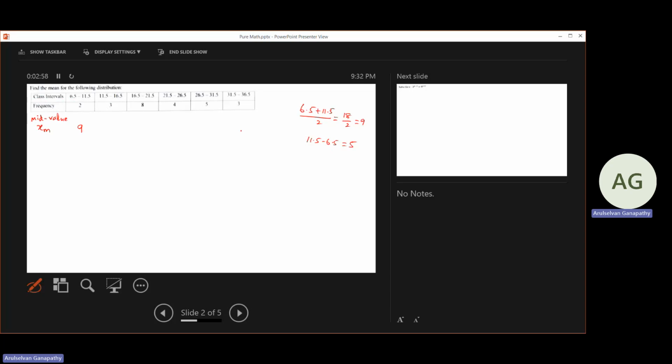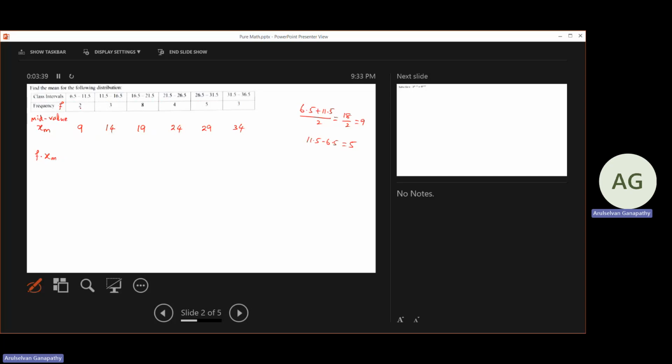If you add this 5 everywhere, we have the same 5 difference. So let's add this 5 with this 9, we get 14. Add 5 with this 14, we get 19. Add 5 with this, you get 24. Add 5 with this, you get 29. Add 5 with this, we get 34. So we got all the mid values. The next one is the frequency we have, that is f, and multiply with this xm, the mid values.